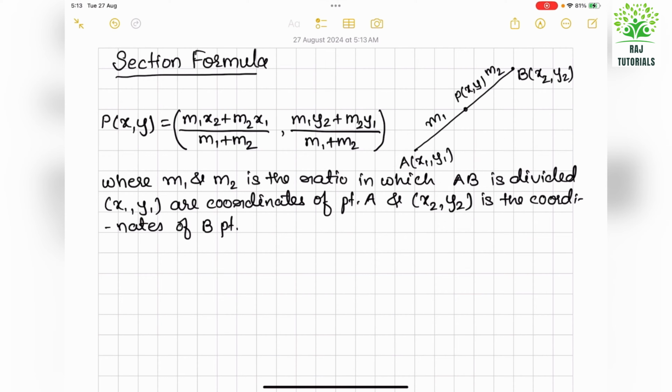Suppose there is a special case also, if it is a midpoint. So for finding the midpoint, the formula will change to (x1 plus x2 upon 2, comma y1 plus y2 by 2). See, it is nothing but m1 I am putting 1 and m2 I am putting 1. So 1 plus 1 will be 2, and m1 into x2 will be x2, m2 into x1 will be x1. So that way x1 plus x2 upon 2. But this formula we can even use directly.